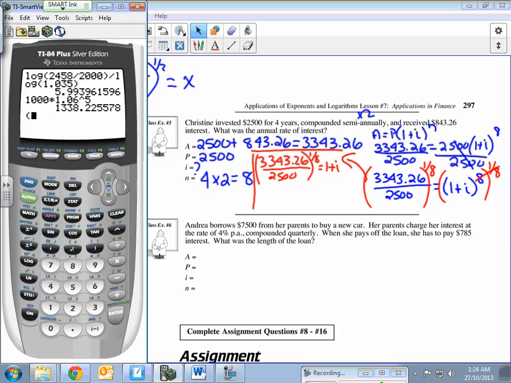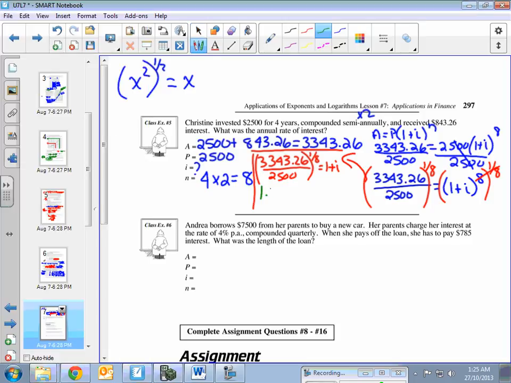Okay, so put in bracket 3,343.26 divided by 2,500, bracket, to the exponent, oh sorry, not divide, to the exponent. Put this in brackets now, 1 divided by 8. So 3,343.26 divided by 2,500, all in brackets, to the exponent, bracket 1 divided by 8, bracket, enter. So I have 1.037, so 1.037 is equal to 1 plus i.